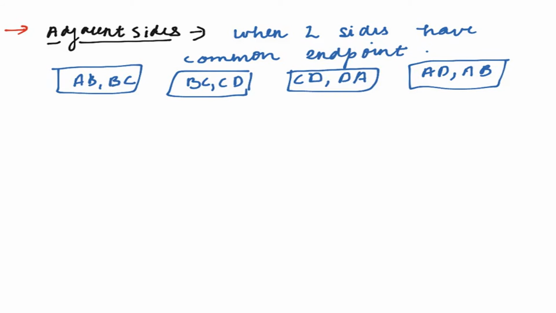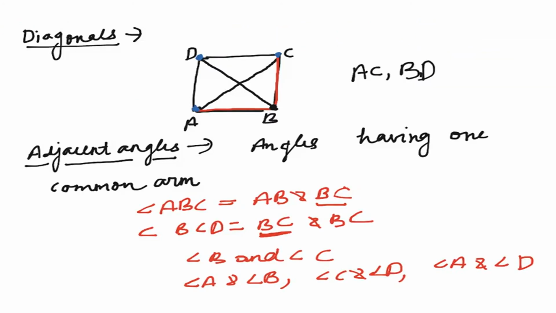Next, opposite of adjacent are the opposite sides and opposite angles. The angles and sides that are not adjacent will be opposite. Here angle A and angle C are opposite, and angle B and angle D are opposite.